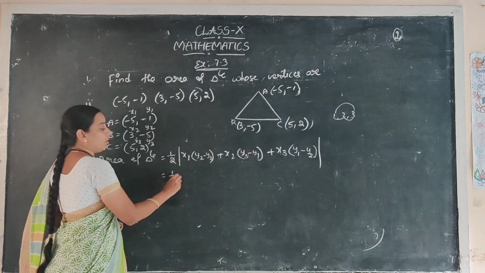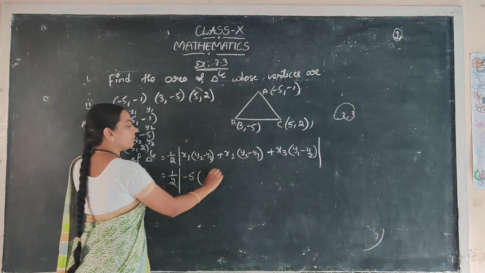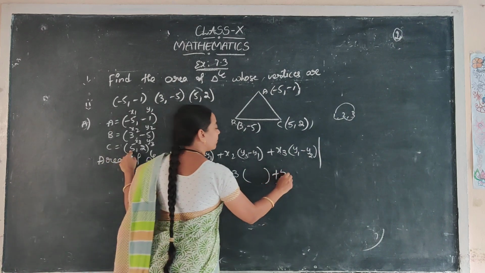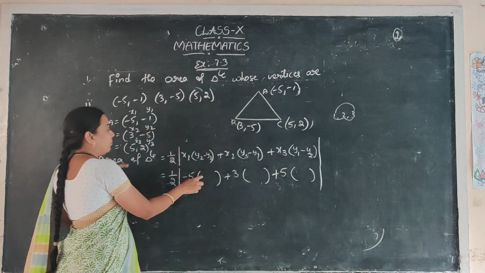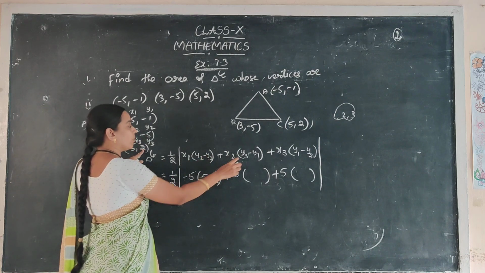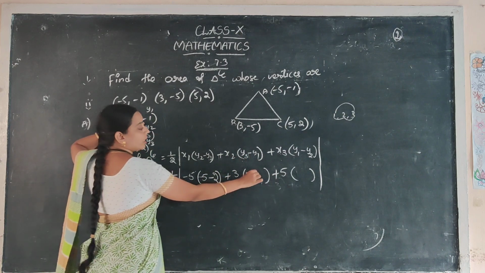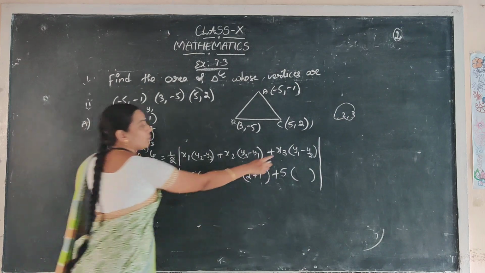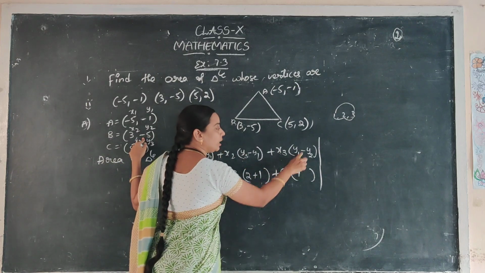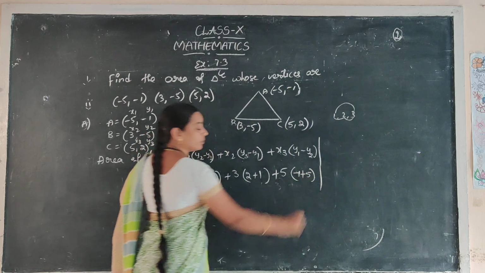Okay, so half into, now substitute the values here. First of all, the x1 value is minus 5, the x2 value is 3, and the x3 value is 5. Now y2 minus y3: the y2 value is minus 5, the y3 value is 2. Here y3 value 2 minus y1 value, which is minus 1: minus into minus is plus 1. Next y1 minus y2: y1 value is minus 1, y2 value is minus 5, minus into minus plus 5.